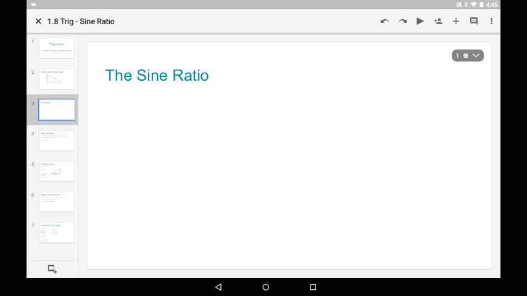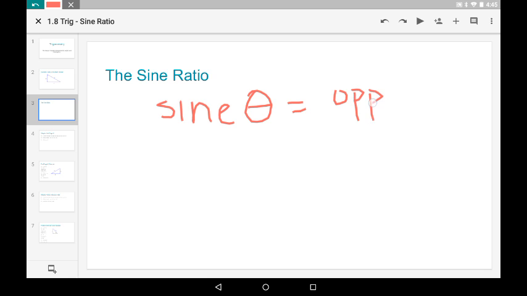Moving on, the sine ratio is very similar to the tangent ratio, but we're talking about two different sides. When we were talking about the tangent ratio, we were talking about the opposite and the adjacent side. For the sine ratio, we're talking about the opposite side and the hypotenuse. So sine of theta is equal to the length of the opposite side over the length of the hypotenuse, using these as short forms for the sides.